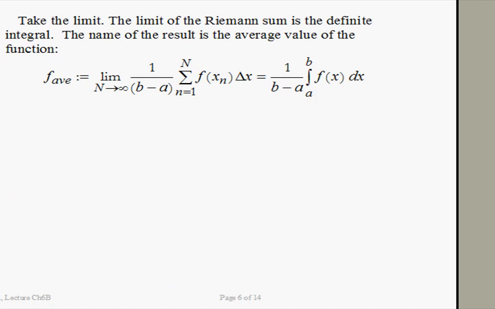And here is the end result. So this is the average value. We're defining it to be the limit as n goes to infinity of all these little averages. We're just picking a value of the function and multiplying it by the width of the mesh divided by b minus a. And if we take the limit, this Riemann sum becomes the definite integral. So we have the definite integral of the function between a and b divided by b minus a. We define that to be the average value of the function.